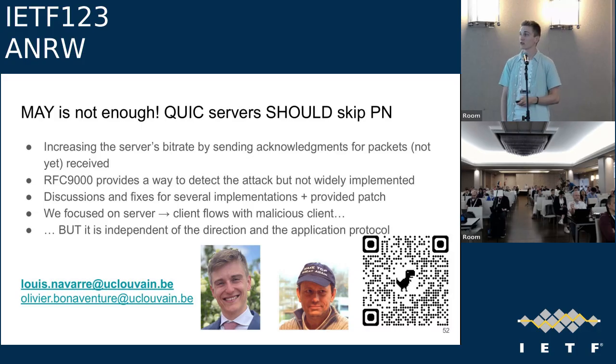So that's it for the presentation. Just in a nutshell, we were talking about the optimistic attack, so increasing the server's bit rate. RFC 9000 provides a way to avoid this attack, but it was not widely implemented at the time of this work. Again, here we focused on the server to client flow and on a download of a file, but it's independent of the direction and also of the application protocol, so it's quite a generic attack. Thank you.